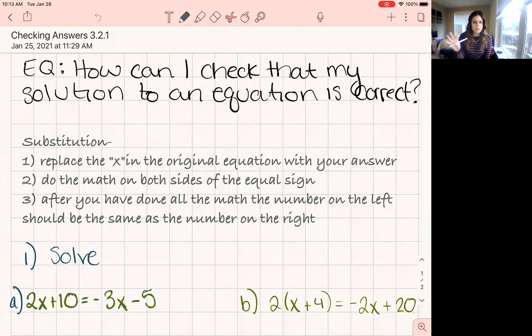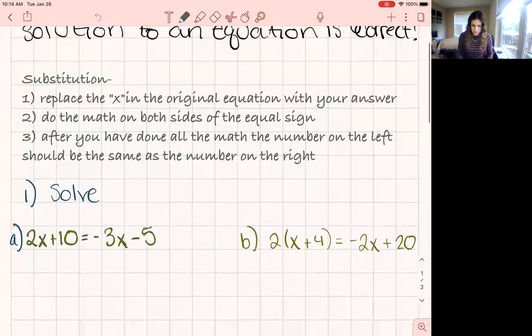Okay, so there's basically 3 steps. Step 1 means after we get our answer, we're going to take that answer and put it back in the equation wherever we see an x. So it's substitution. So wherever the variable was in the original equation, we're going to replace it with our answer. After we've done that, then we just do the math. So if we need to multiply, we multiply. If we need to add, we add. And then finally, if we have done everything correct, the number you get on the left side should be the same number that we get on the right side.